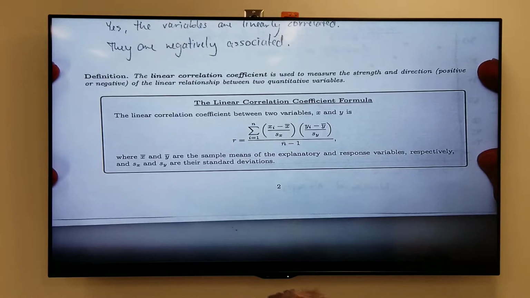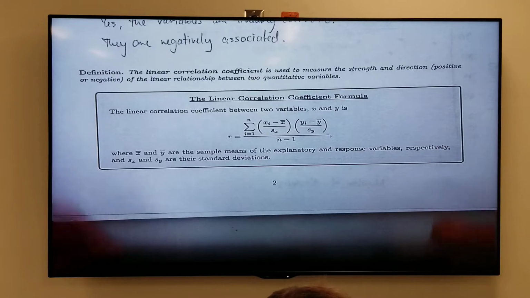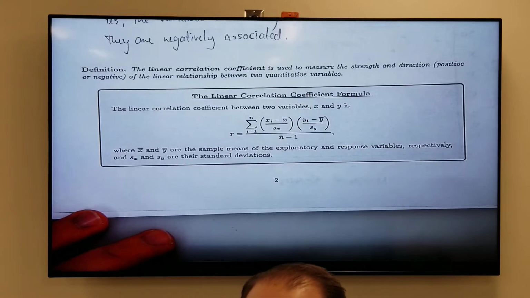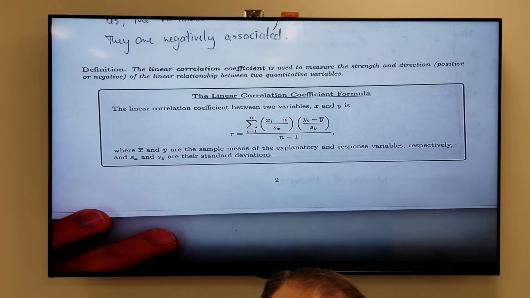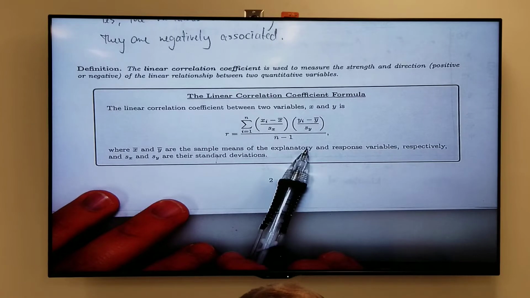So we can kind of determine visually if something is linearly correlated, but as I said, that's not always good enough. It's not always perfectly clear if there is a linear correlation, and so we want a numerical way to determine once and for all, to be completely sure, if there's a linear correlation between variables. And here's the calculation to do that.